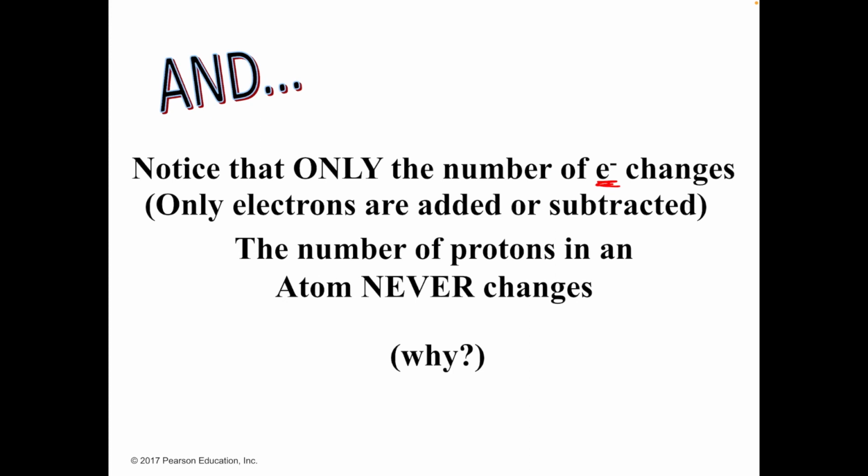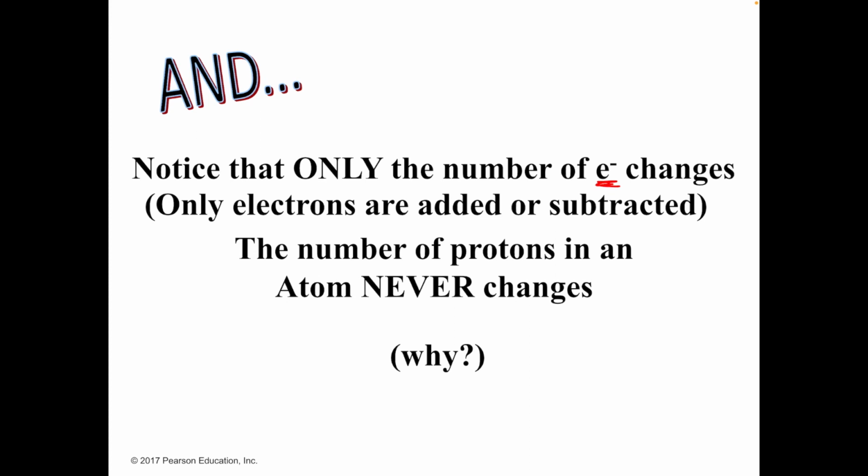Remember, the number of protons in an atom never changes, and this is because the number of protons identifies the atom. So if we have 2 protons, that means that it's going to be helium. If we change the number of protons, say we lost a proton, and now we only have 1 proton, now that atom would be hydrogen. It's a totally different atom.